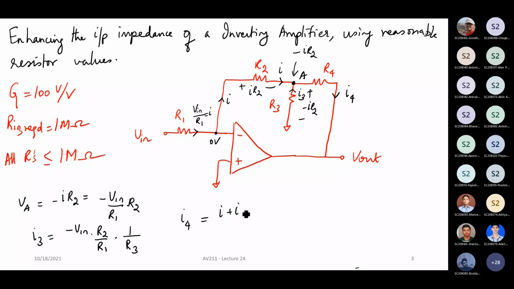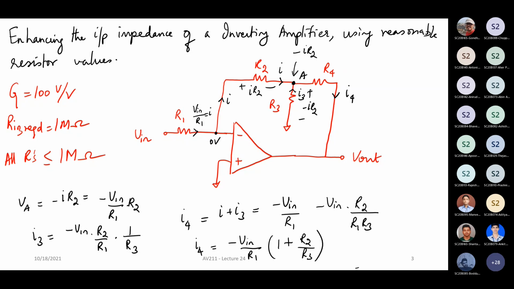I4 is nothing but I plus I3, right? So what will you get here? Minus V in times R2 divided by R1. Sorry, minus V in by R1, that is I. Plus, what is R3? Minus V in times R2 by R1 into R3. So what is I4 totally? Minus V in, if you take R1 outside, 1 plus R2 by R3. Correct. This is the current I4 which is flowing through the resistor R4.